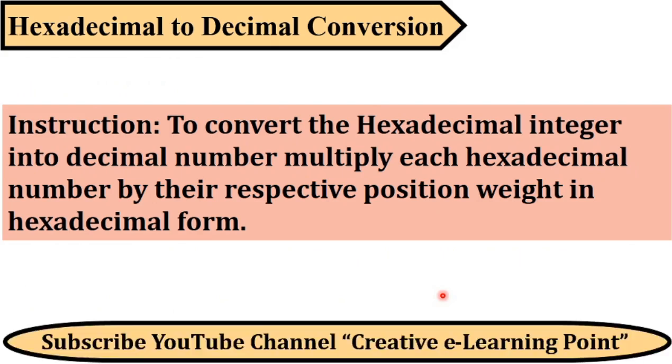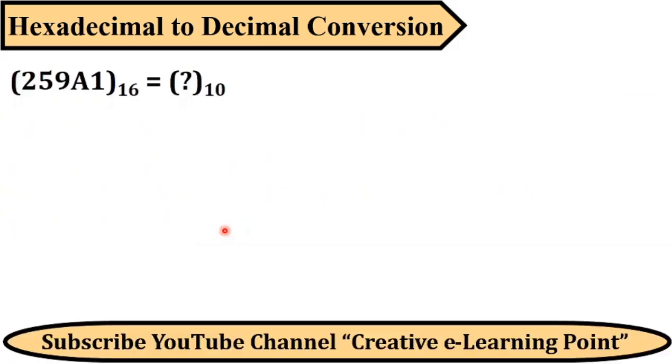Let's convert the hexadecimal integer number. The instruction for converting a hexadecimal integer into a decimal number is to multiply each hexadecimal digit by its respective position weight in hexadecimal form. Okay, so we will see one problem of a hexadecimal integer.